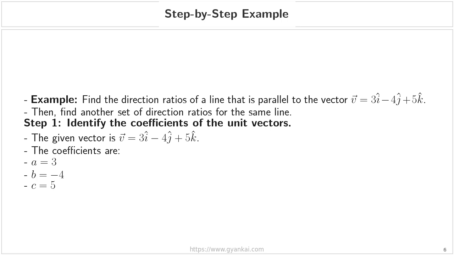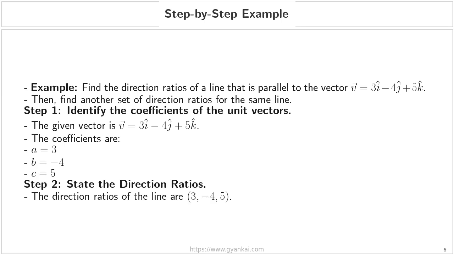In step 1, we need to identify the coefficients of our unit vectors. Looking at our given vector, v, which is 3i minus 4j plus 5k, we simply pull out the numbers attached to each direction. So, our coefficient a equals 3, b equals negative 4, and c equals 5. Moving to step 2, stating the direction ratios is straightforward. We just group those coefficients together. Therefore, the direction ratios of our line are 3, negative 4, 5.